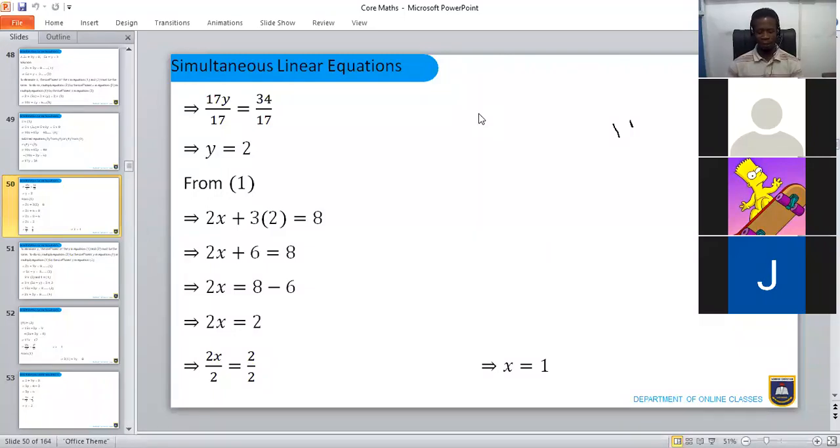Though you can use equation 3 and 4, you get the same answer. But you see, that one seems quite complex compared to this. But you can still use it. It will give you the same thing, if only you will not commit mistakes. Okay. Thank you. Welcome.